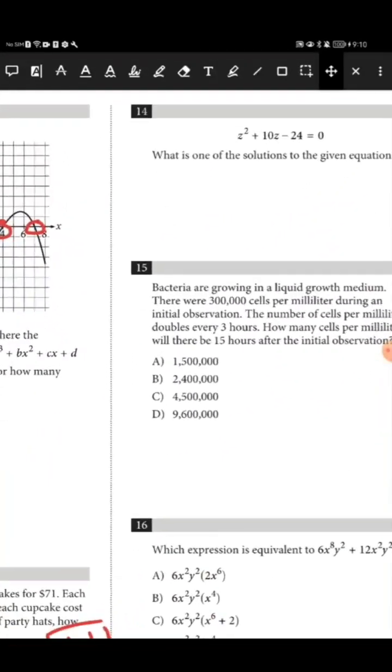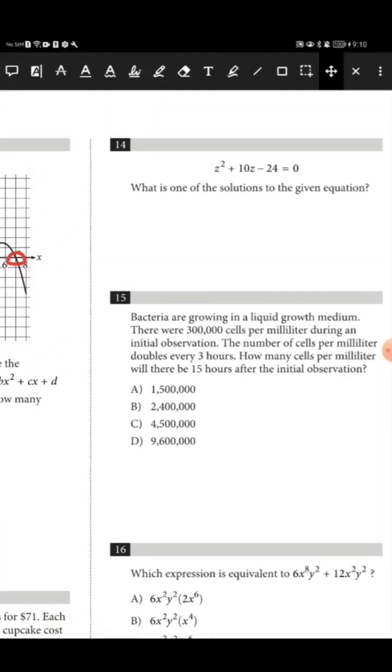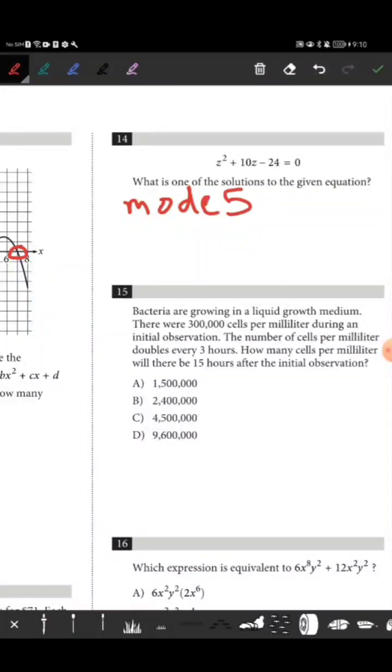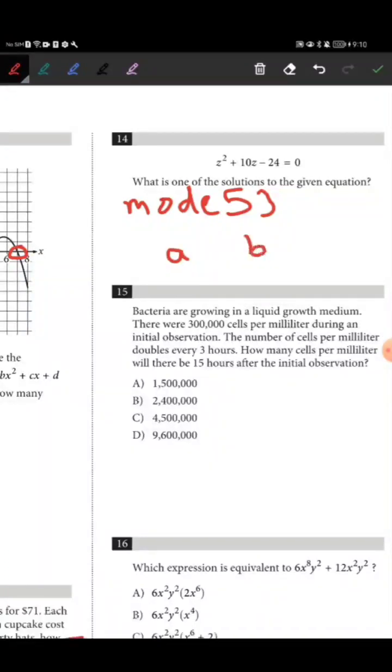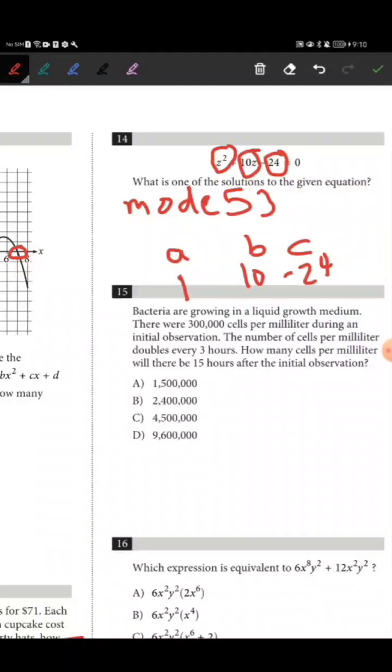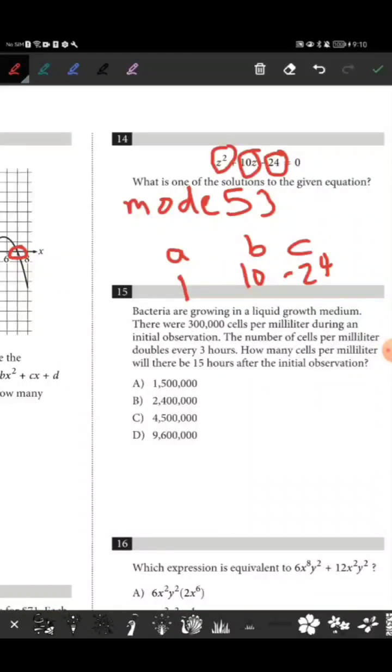Question number 14. What is the one solution to the given equation? So here, we can use the calculator to get the equation. We're going to use mode 5, 3. And then we're going to find in the calculator that we can put the a, b, and c values for the equation. So the a value here is 1, and the b value here is 10, and the c value here is negative 24, sorry. So we put these in the calculator. It gives us the solutions for the equation.